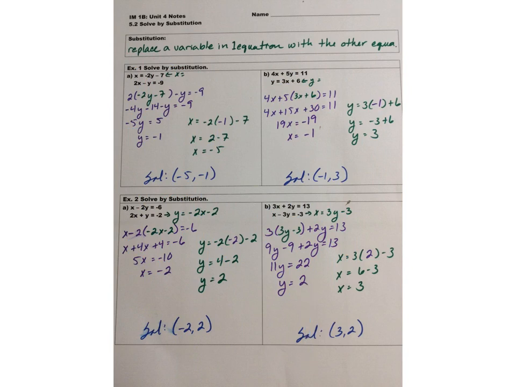But again, we need an x and a y, so I'm going to take that 2 and plug it in right there for y. So I get x equals 3 times 2 minus 3. 3 times 2 is 6. 6 minus 3 is 3. So our solution is the point 3, 2, and that finishes up the first set of notes.